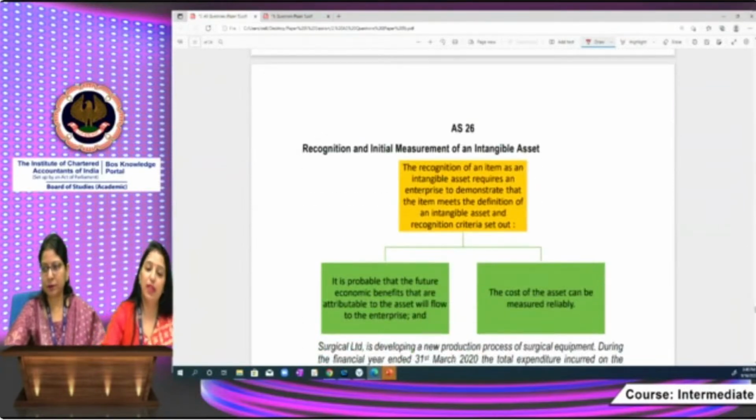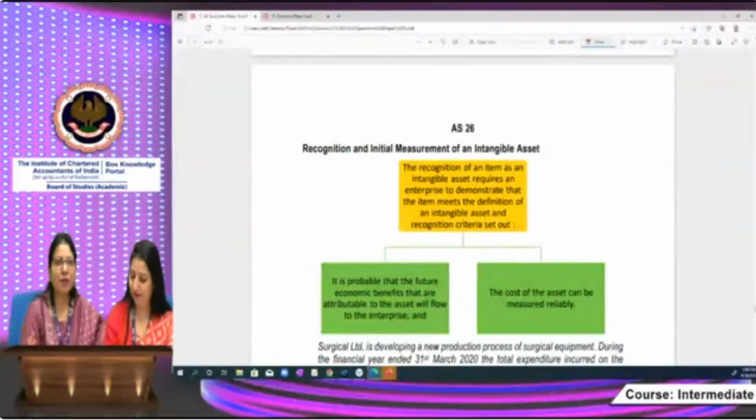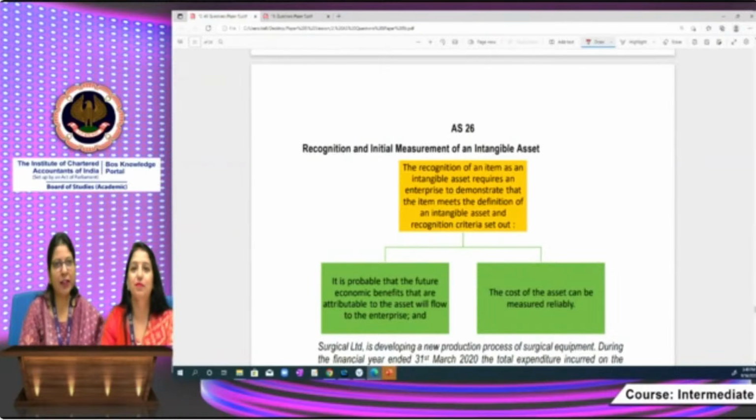Now moving to the next AS, which is related to intangible assets. Mr. Sandeep has answered the previous question. In fact, we forgot to ask them, but he has answered that it's not a discontinuing operation. Very good, Sandeep. You have correctly answered it, but you should not just give the answer, you have to justify it in the examination. You have to justify your answer with substantial reasoning, as we have already discussed.